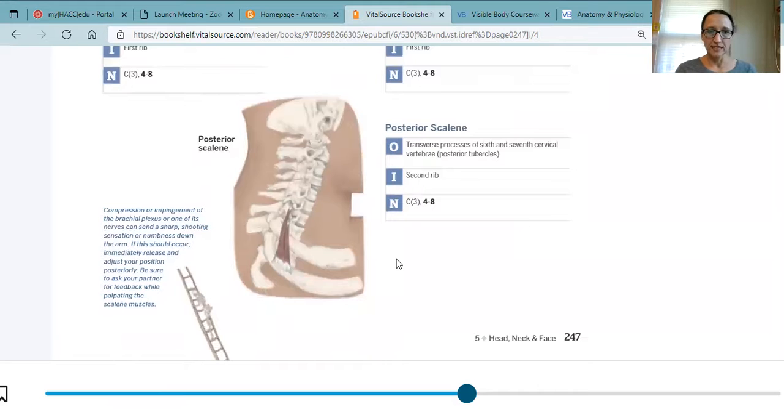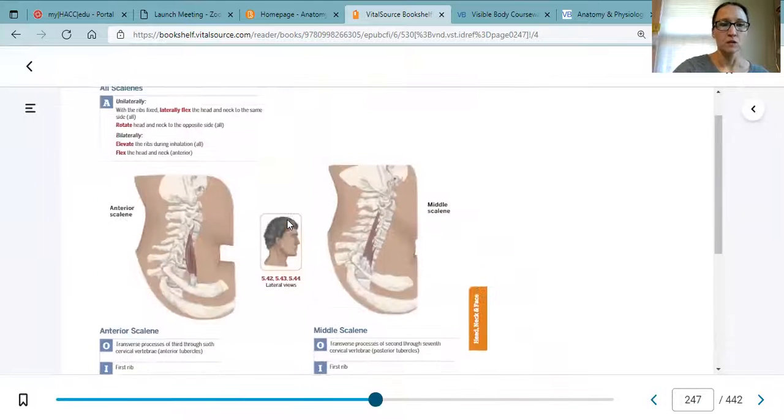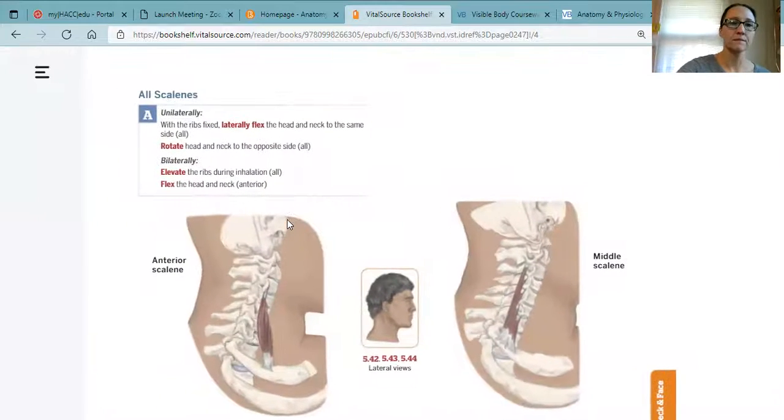The posterior scalene is teeny tiny, and it originates on the TPs of C6 and 7 only, and inserts on the second rib. So this one is not palpable at all. Anterior and middle scalene are, these are not. This is just entirely covered by other things. And it is part of the group. However, it's a minor player compared to anterior and middle scalene. Okay, so let's go to the actions then.